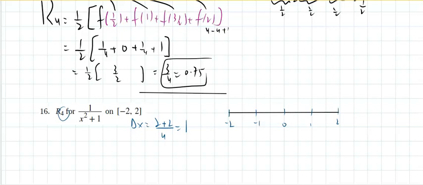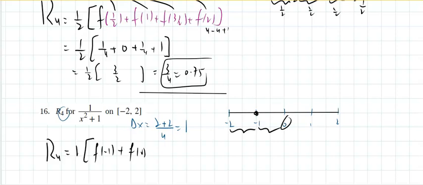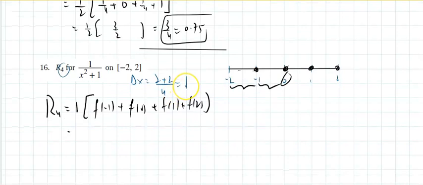And what are we going to do? We're going to take the right hand. When we look at the first interval, we're going to take delta x. So r sub 4 is going to equal delta x times f of -1 plus, on the second interval, f of 0, or simply look at the numbers, take the right endpoint, right endpoint, right endpoint, and right endpoint. Again, you could plug those in by hand if you wish. You could use a calculator, whatever makes you happy.